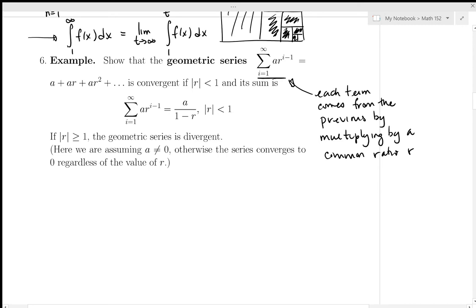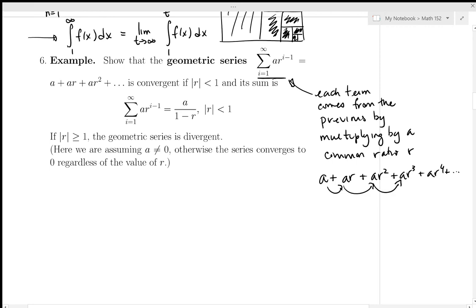Okay, so maybe I'll just even write it out. So when i is 1, r to the i minus 1 is r to the 0, which is 1. So this looks like this: a plus ar plus ar squared plus ar cubed plus ar to the 4 plus dot, dot, dot. And I'm going from here to here, multiplying by r, here to here, multiplying by r, here to here, multiplying by r. That's what it means.